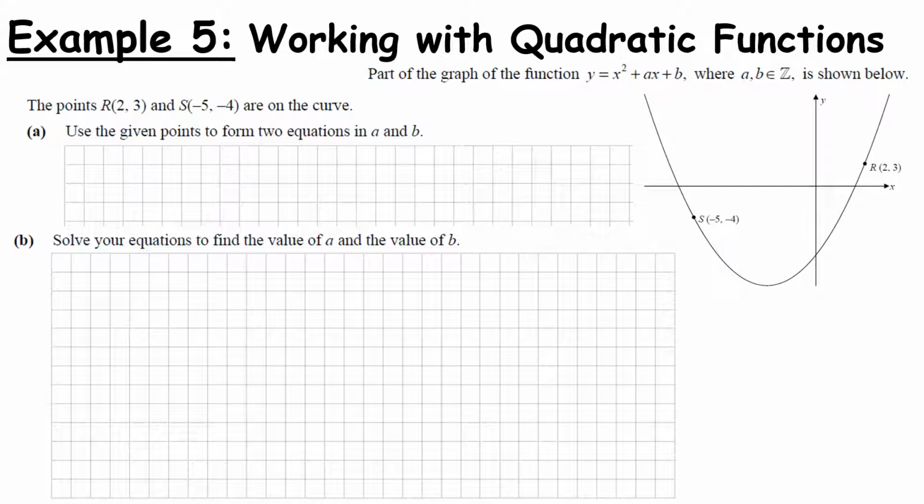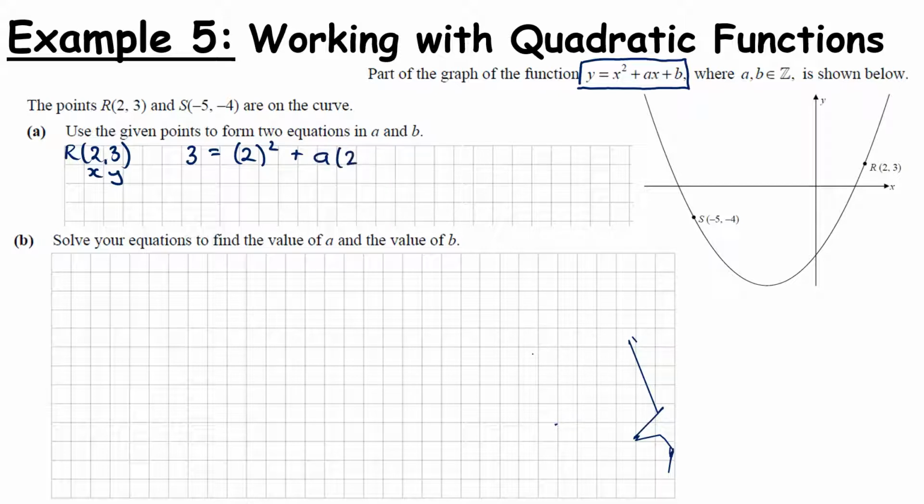So let's work first of all with the point R. The point R is (2, 3). This gives me the x part and the y part. The function itself is given as y equals x squared plus ax plus b, which gives us, instead of y, we're saying 3 equals x squared, so 2 squared, plus a times 2 plus b.